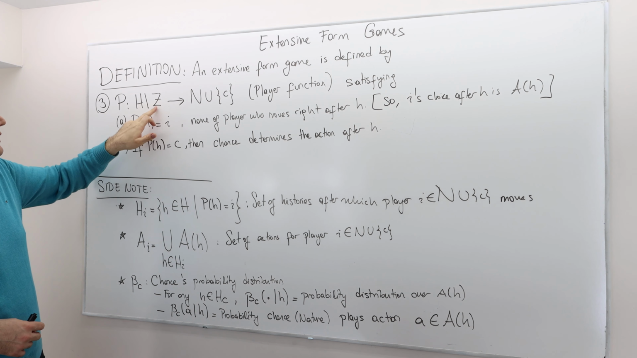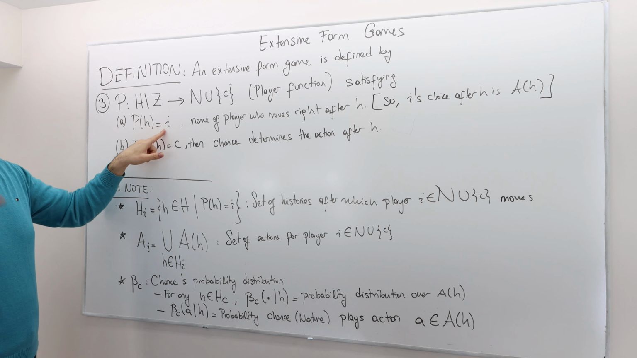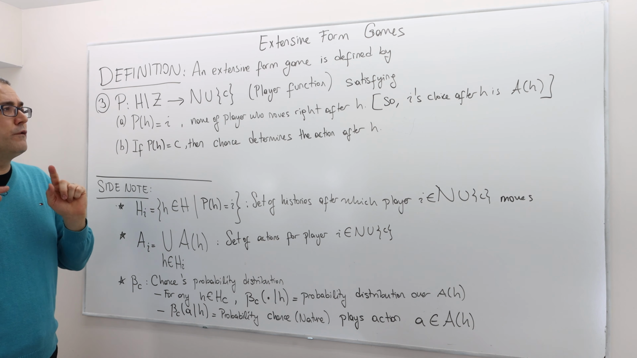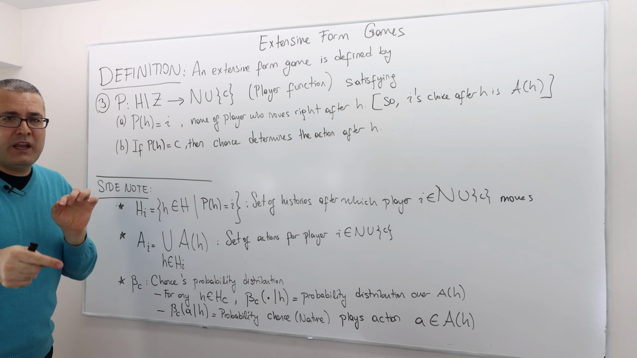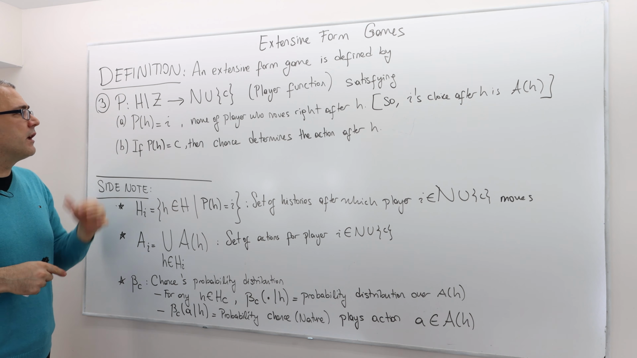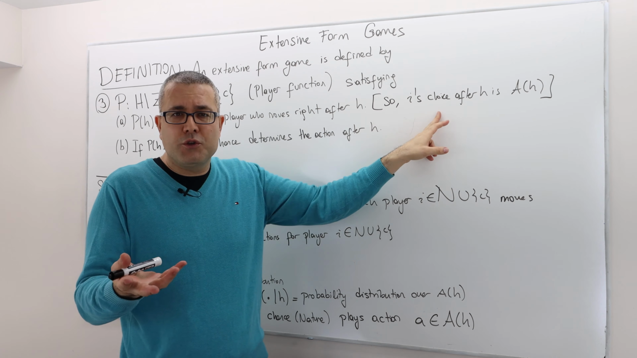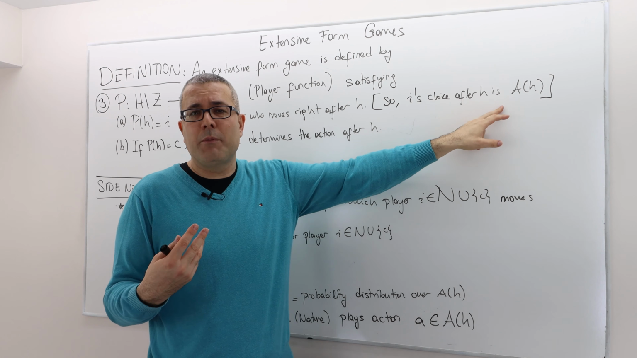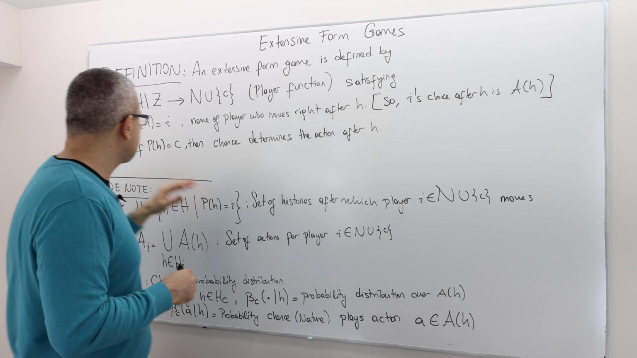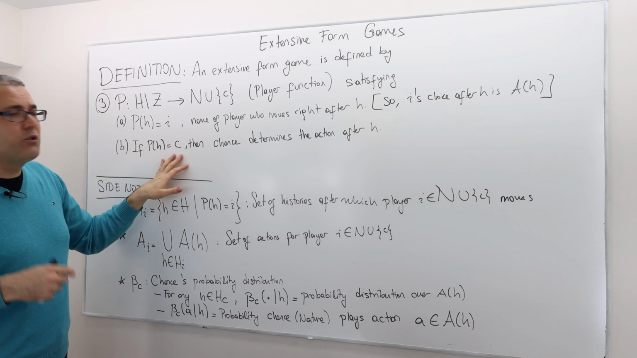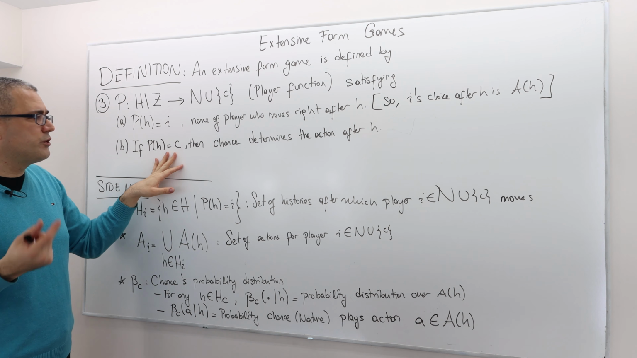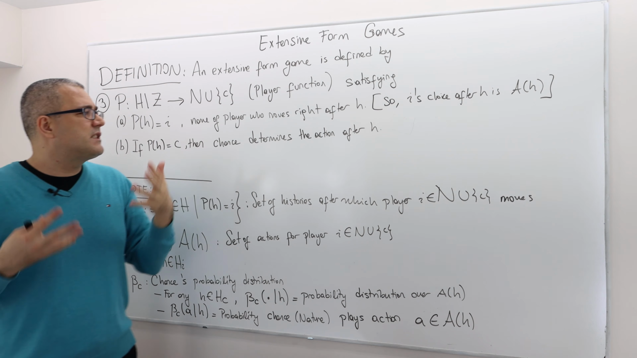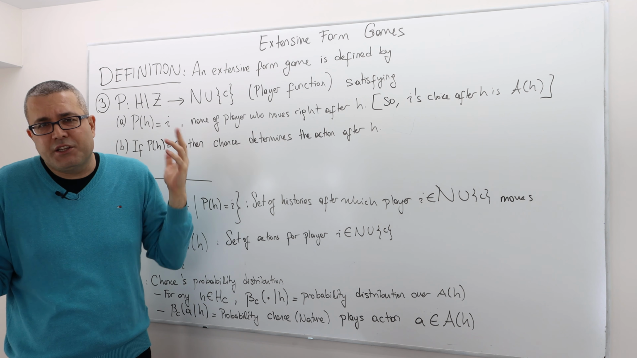Well, P(H) equals i means after history H, it is player i who is supposed to make a move. So again, right after H, player i is going to be moving. Therefore, player i's choice, what are the available actions for him or her to choose? Well, we describe it as A(H). And then B, if P(H) is equal to C, meaning chance is the player who's going to make a move, well then chance determines the action after history H, okay?